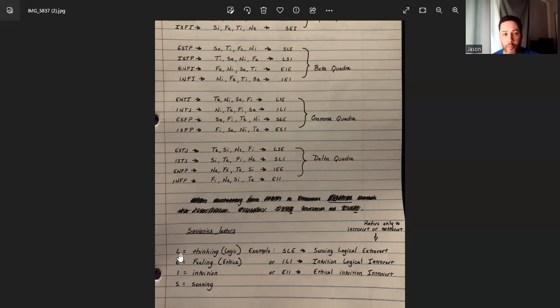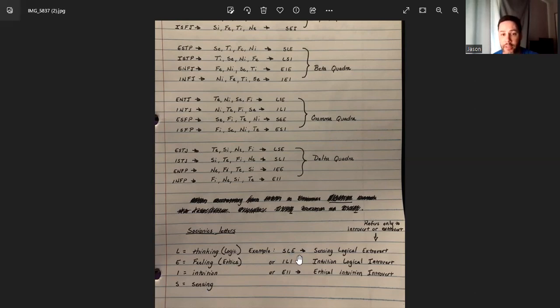L is basically thinking in MBTI. L stands for logic. So whoever has an L is some kind of a logical type, some kind of thinking type. If it's an E, that's feeling. E stands for ethics. It's what it's called in socionics. So there's some kind of a feeling type. I, some kind of intuitive type. S, some kind of sensing type.